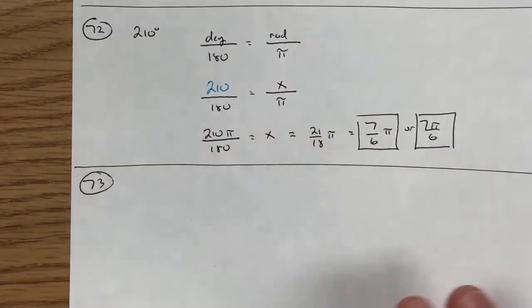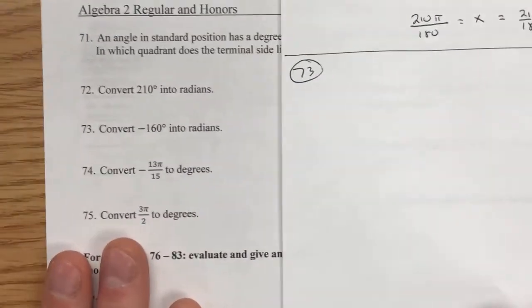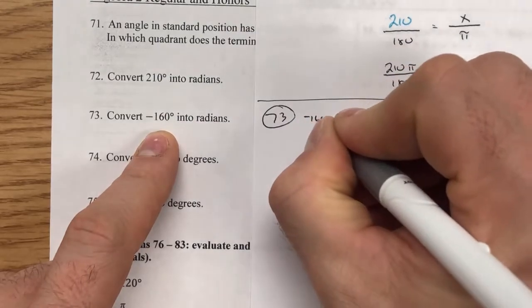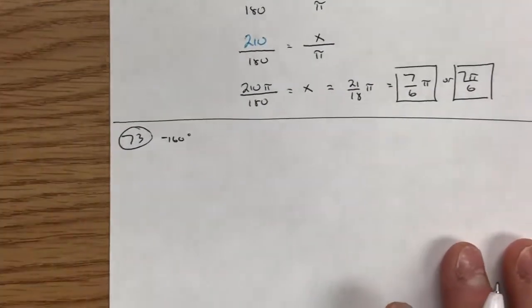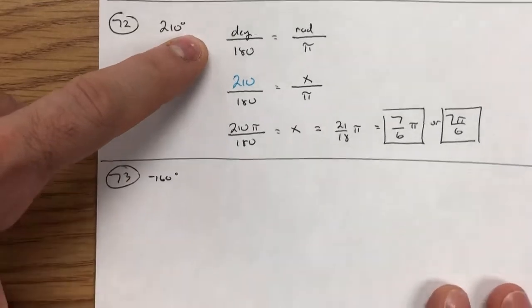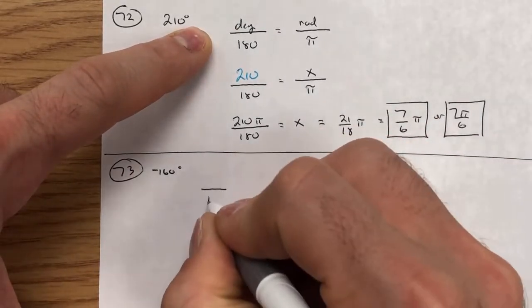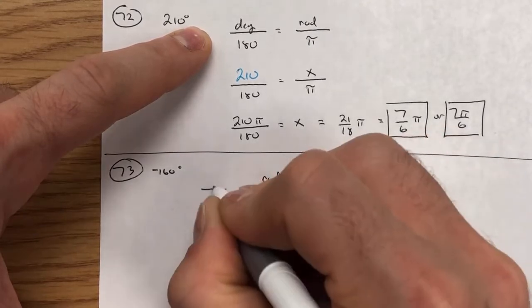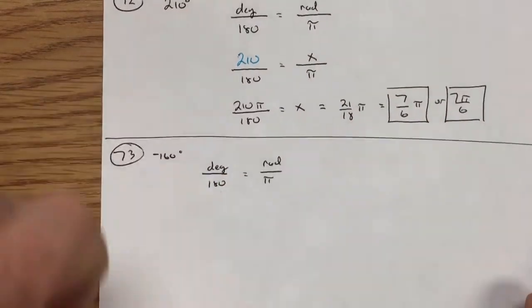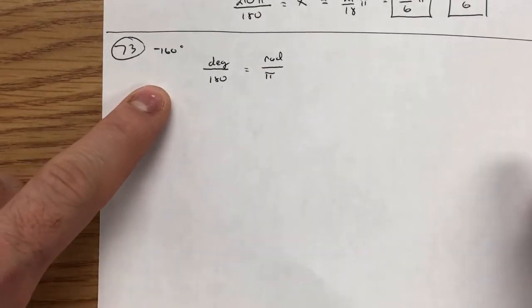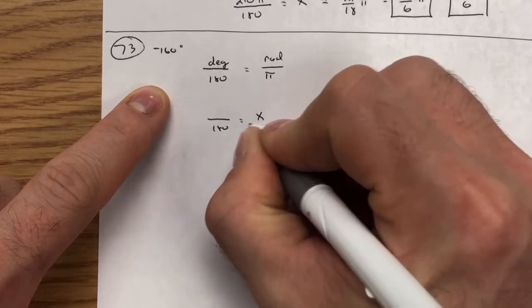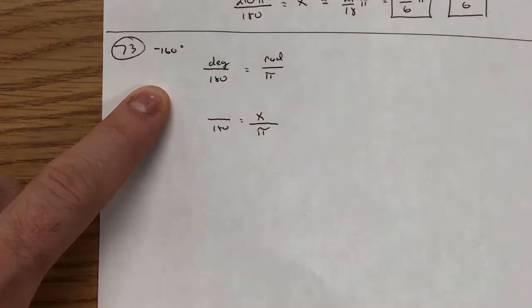Number 73, very similar style problem. I'm going to convert negative 160 degrees into radians. So I'm going to set up the same proportion that I did before. I know that in a circle, 180 degrees is equal to pi radians. So I'm going to fill in the unknown and the known. In this case, I know the number of degrees, negative 160. So the number of degrees over 180 equals some unknown radian measure over pi.